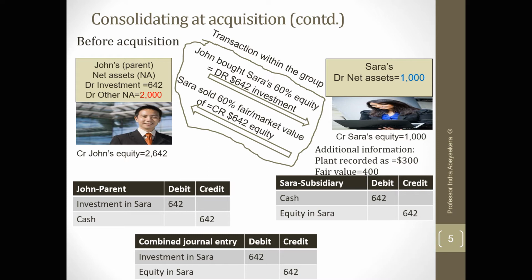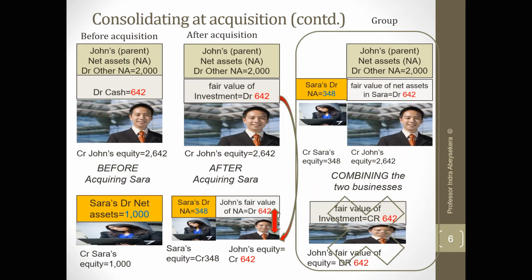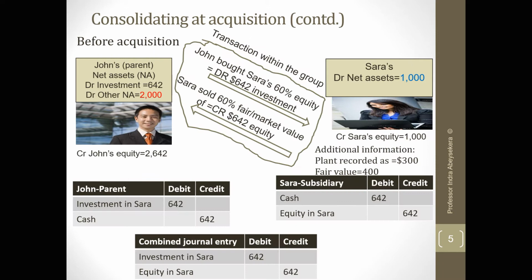But if you combine these two entities, then this combined general journal entry becomes invalid, because it's like a transaction within the group. So we need to reverse this transaction, and when we reverse that transaction, we will say debit equity in Sarah and credit investment in Sarah, 642.